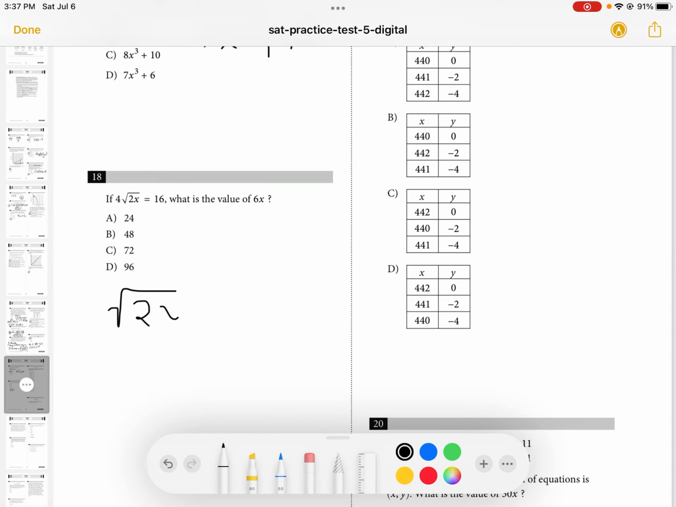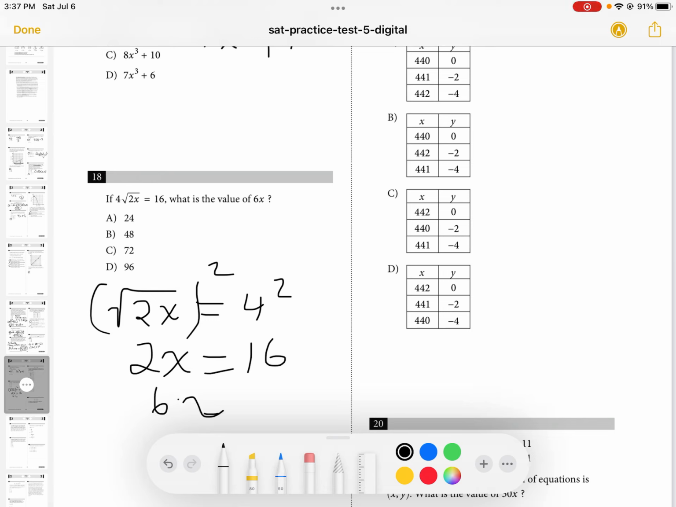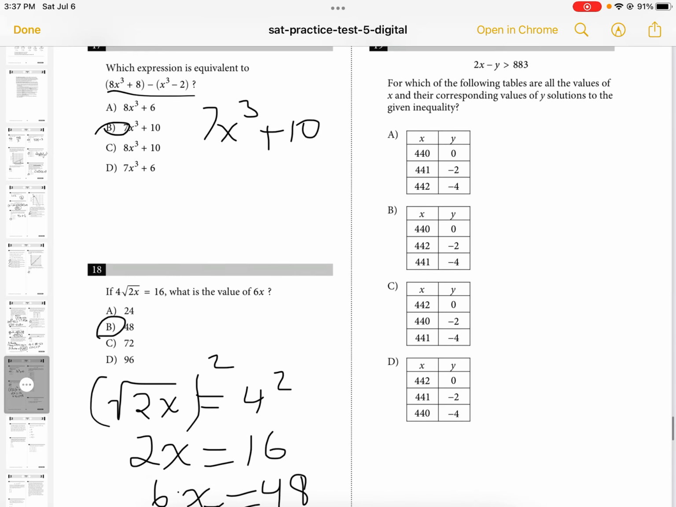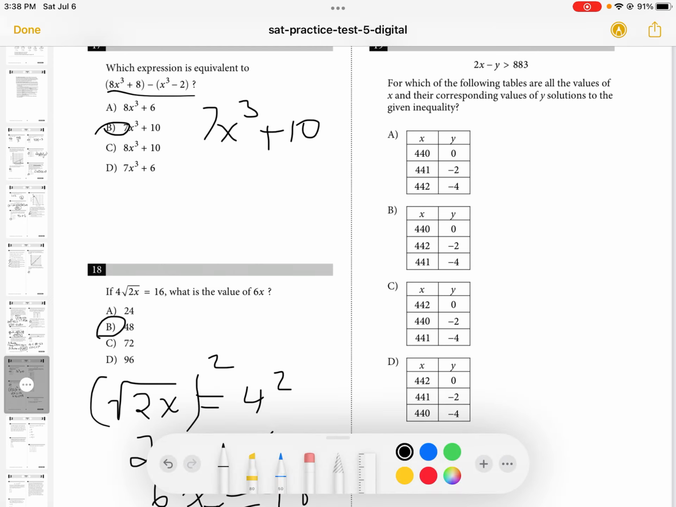Alright, so if we divide both sides of the equation by 4, we get square root of 2x is equal to 4. Square both sides, you get 2x is equal to 16. And if you multiply both sides by 3, you get 6x is equal to 48. And that's our answer, okay? Number 19, 2x minus y is greater than 883. For which of the following tables are all the values of x and the corresponding values of y solutions to the given inequality? Okay.